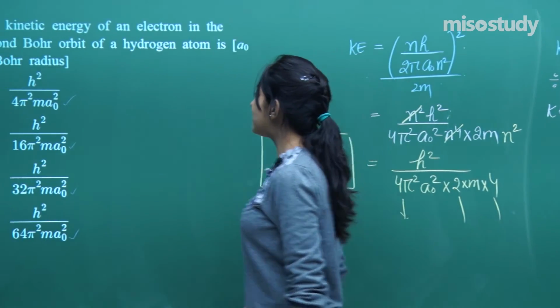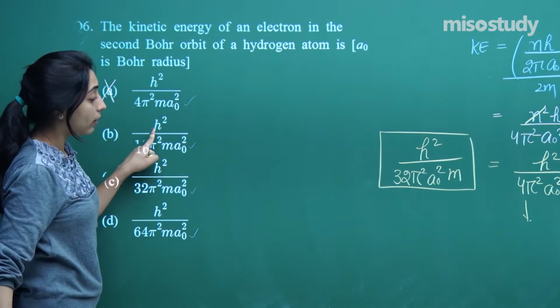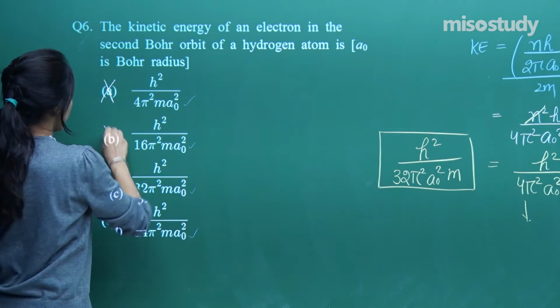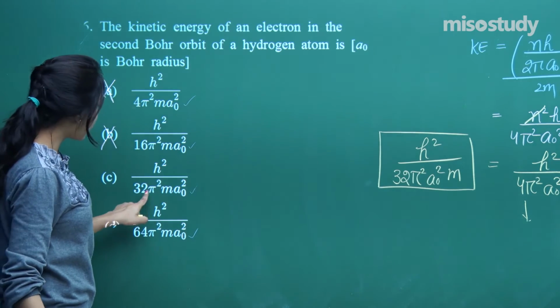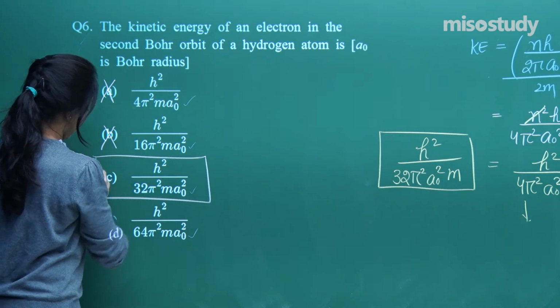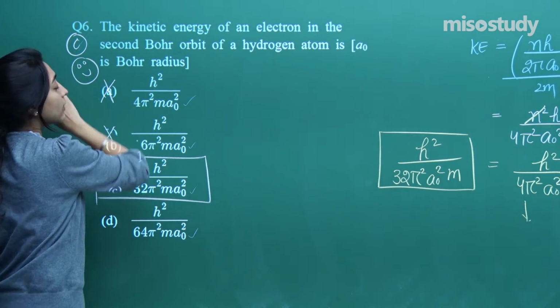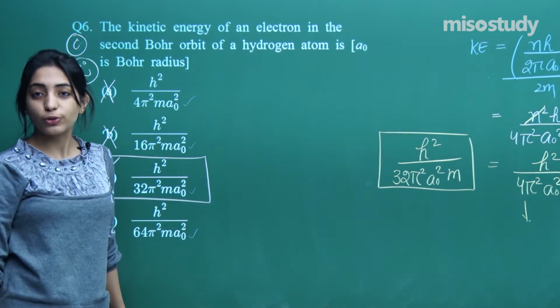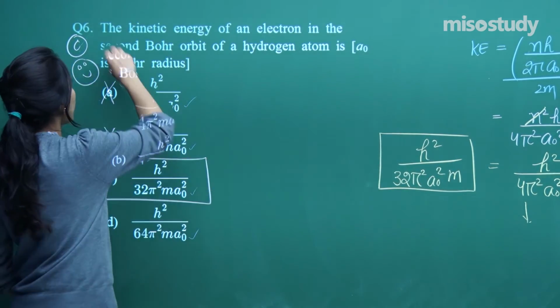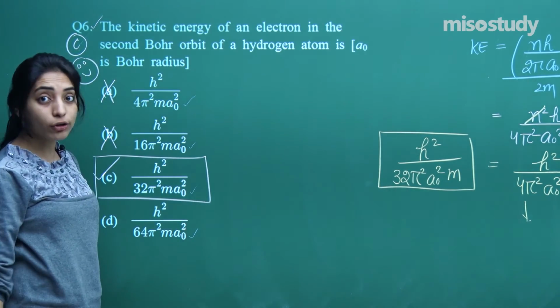So one is h square by 4 pi square. We do not have 4 in the denominator. h square by 16 pi square. No. h square by 32 pi square m a naught square. Yes, we got the answer, and thus I can say option number C is the correct option for question number 6. Fine. This was a really good question.